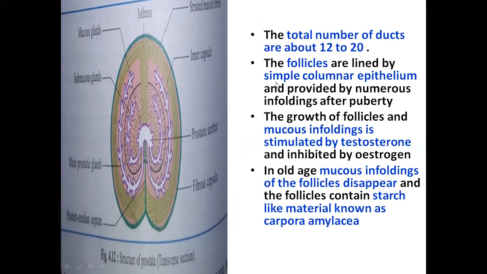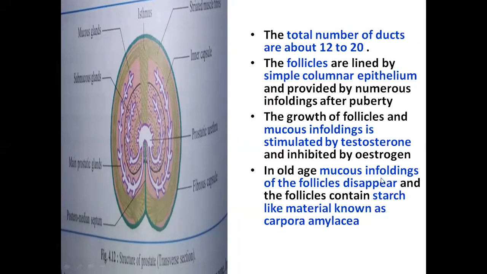The follicles are lined by simple columnar epithelium like any other gland, and we have seen this in histology, which we finished in our live classes, provided with numerous enfoldings after puberty. The growth of follicles and mucous enfoldings is stimulated by testosterone and inhibited by estrogen. That's the reason in benign prostatic hypertrophy and also in carcinoma, in order to stop the growth of the prostate gland, we can give estrogen therapy because estrogen is inhibiting the growth of follicles. This is one clinical point.